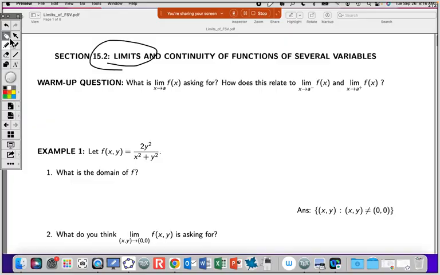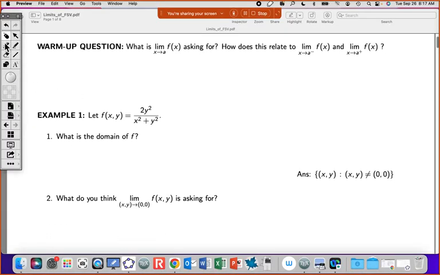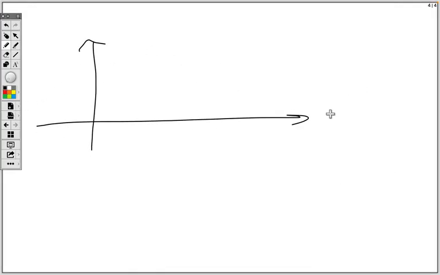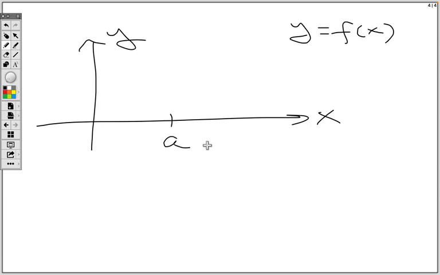Okay. All right, so warm-up question. What is the limit as x approaches a of f of x asking for? How does it relate to the limit as you come in from the left, come in from the right? So let's go back to first principles here back in calculus. You got yourself a function. You're going to graph the function y equals f of x. We're interested in some particular x value a. And when we look at the limit as x approaches a of f of x, what we're doing is we're sampling the function close to a to try to make a prediction about what's going to happen at a itself.